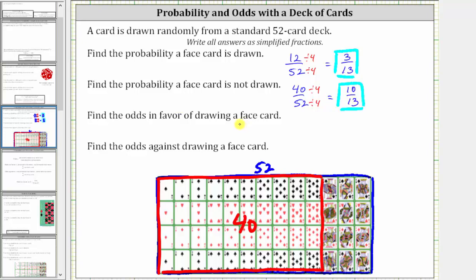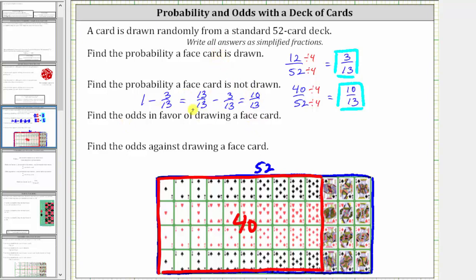Before we talk about the odds, though, I do want to mention the event of not getting a face card is the complement of the event of getting a face card, which means we could have found this probability by taking 1 and subtracting the probability of getting a face card, which is 3/13. 1 minus 3/13 is equal to 13/13 minus 3/13, which also gives us 10/13. The reason we can do this is because if we select one card from the deck, there's a 100% probability it will be a face card or not a face card.